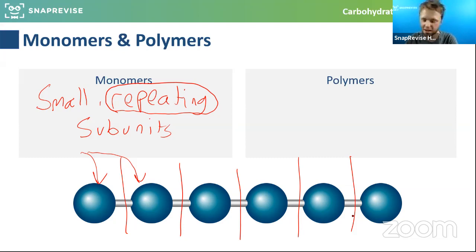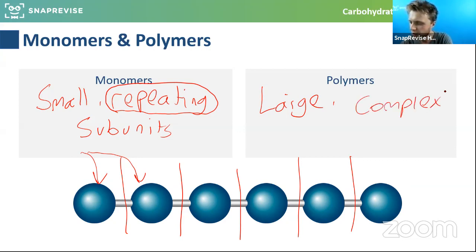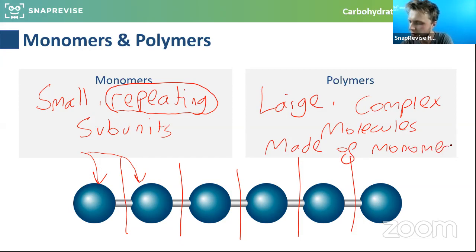Conversely, when we look at a polymer, we need to know that they are large. And then the word that you tend to be looking for is complex. Okay, I'm going to keep the word molecules in there too. So they are large, complex molecules. Okay, they are made of monomers. Okay, that is our definition for a polymer.